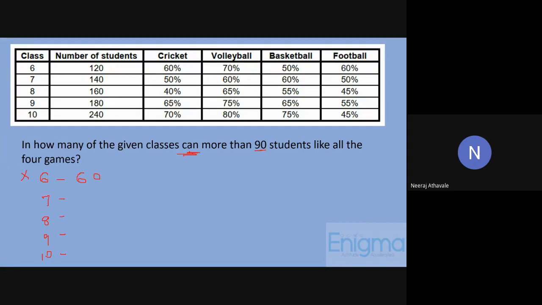Okay, so minimum value for 6th standard is 50. Again for 7th is also 50. For 8th it is 40. For 9th it is 55 and 10th it is 45. Okay, we took minimum percentage value because यहाँ पे क्या पूछा है? In how many of the given classes can more than 90 people?